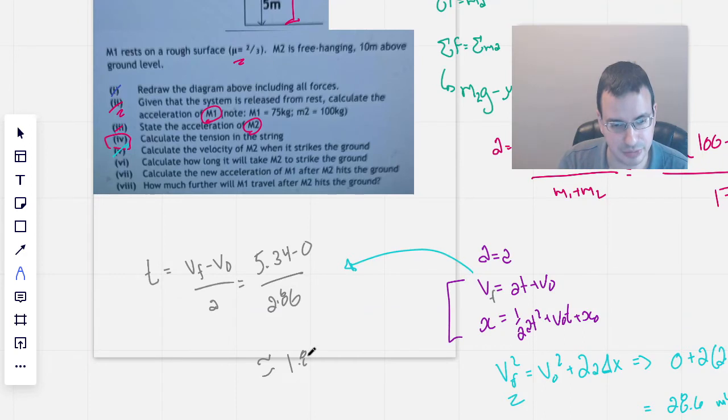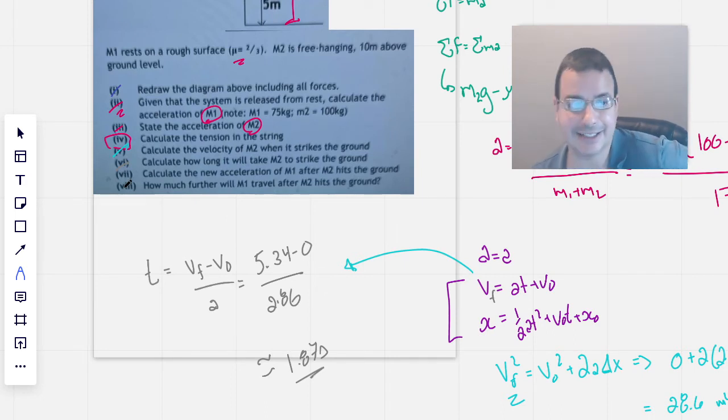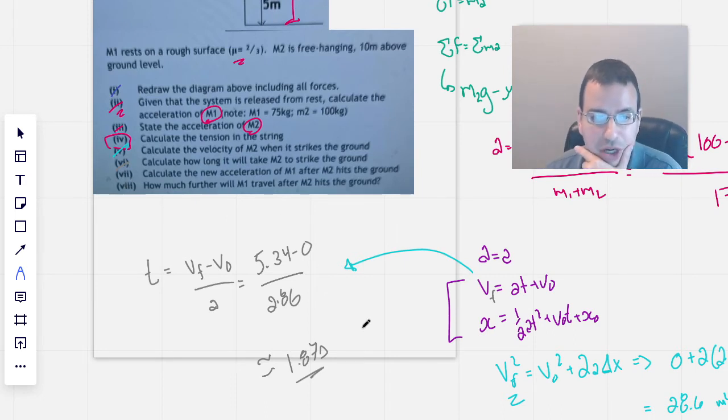1.87 seconds. Excellent. So calculate how long it takes for m2 to strike the ground. 1.87 seconds. Calculate the new acceleration of m1 after m2 hits the ground.